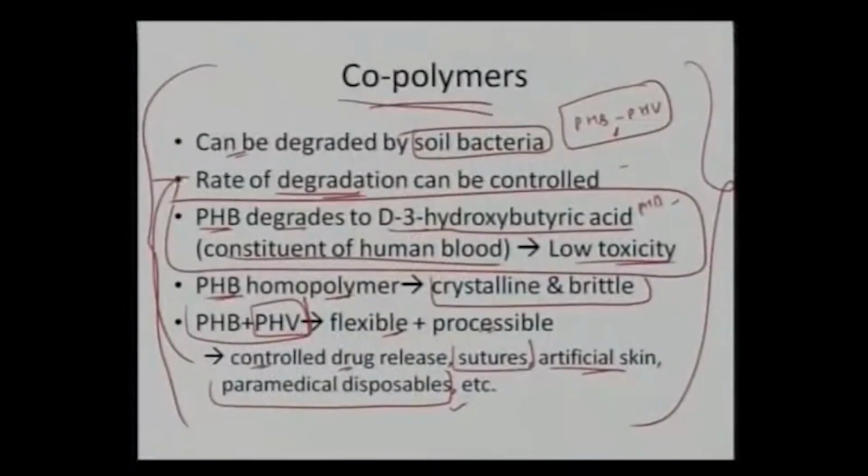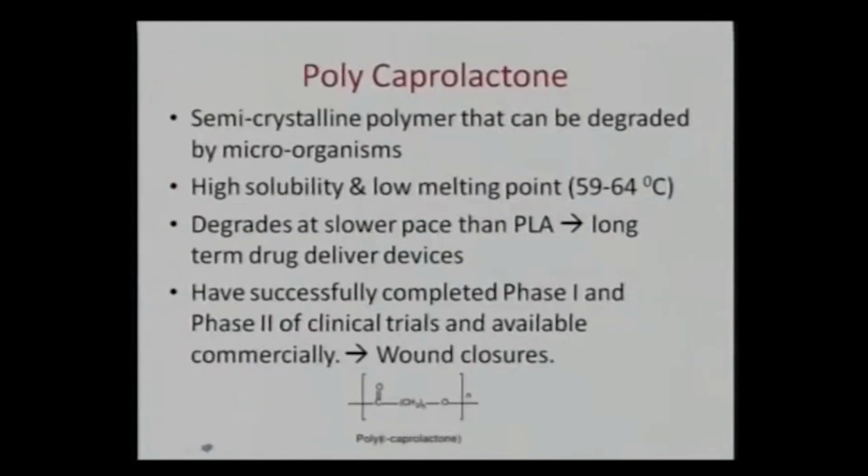So that is the overall advantage of utilizing the PHV and PHB. PHB is the polyhydroxybutyrate, which is highly crystalline, but it is very brittle. That is the reason we add PHV to it, that is polyhydroxyvalerate, and by combination of them we can always control the overall degradation rate, and again they can also be degraded by the soil bacteria. So that is the overall thing about the PHB and PHV copolymers.